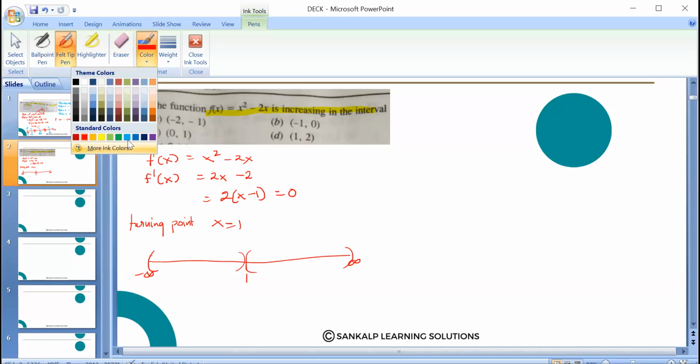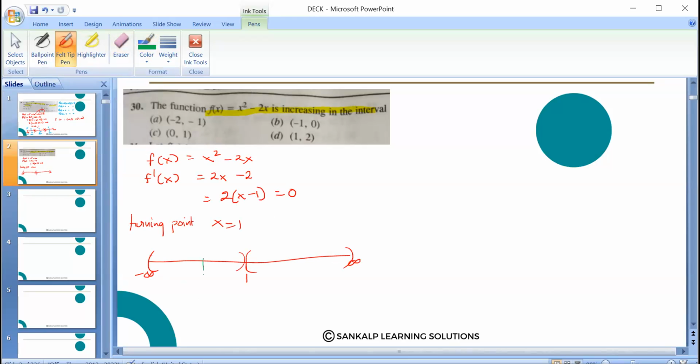Now in each interval, you have to take a testing number, here 0 and here 2. And put it in f dash x, that is 2 into x minus 1. If you put 0, 2 is positive, 0 minus 1 is negative. So f dash is negative. In the derivative, if you put 2, 2 is positive, 2 minus 1 is positive. So f dash is positive.